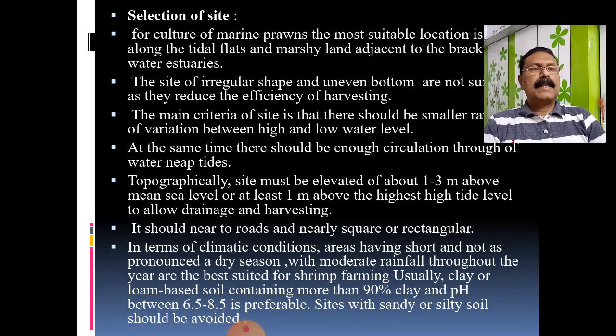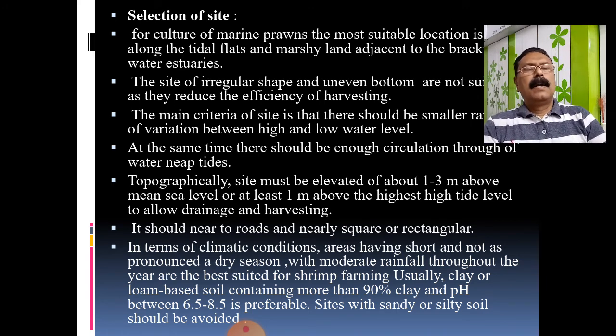So the site selection has an important role, because whatever sea water is there, due to the tides, will reach the ponds, the farm, the culture site, and further it is utilized for the culture. So generally the most suitable location for culture of marine prawns is along the tidal flats, where tidal water will reach. It may be adjacent to the brackish water estuary.